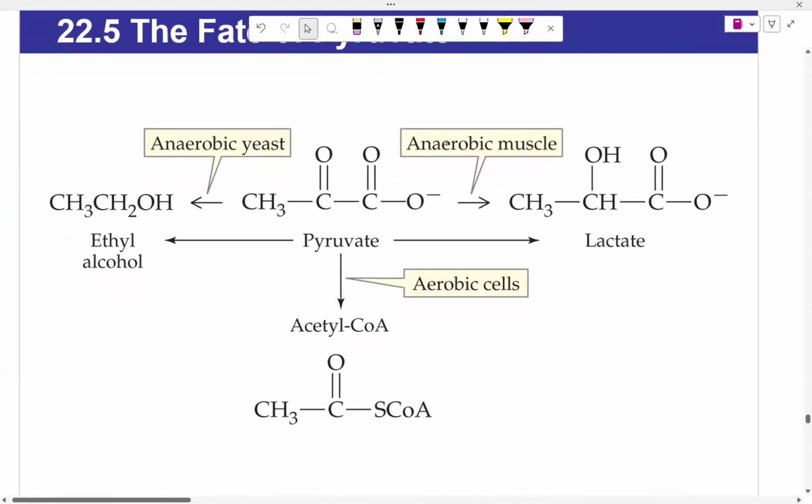So here we have pyruvate. Here's good old yeast. Yeast does not need oxygen. That's why it's called anaerobic. Goes from pyruvate to ethanol.